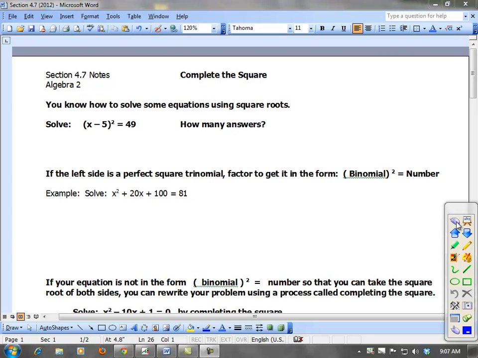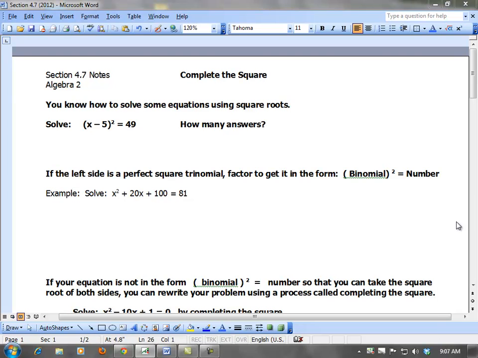Welcome to section 4.7. We're dealing with completing the square, and what this allows us to do is to solve our equations for quadratics in a slightly different manner, but that ends up being a lot easier than what we're going to show you tomorrow, although you're more familiar with tomorrow's stuff. So let's take a look.